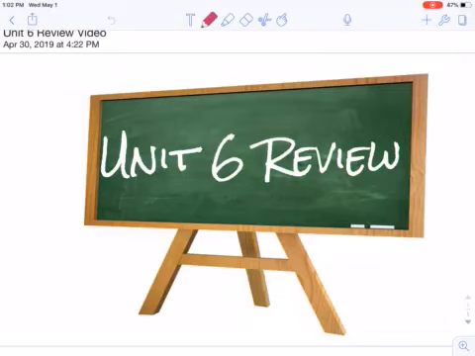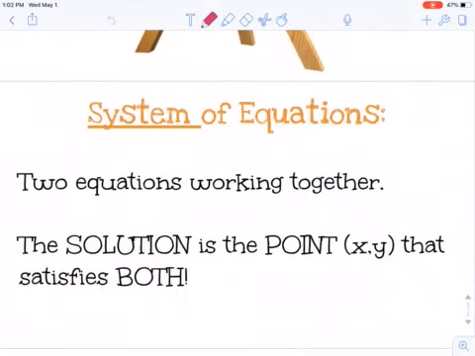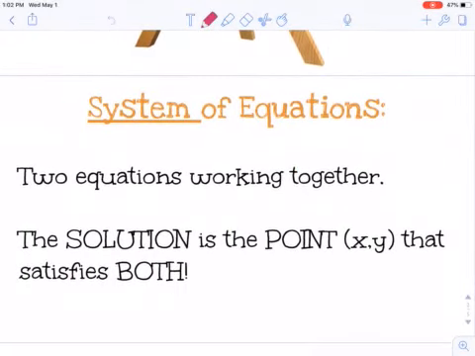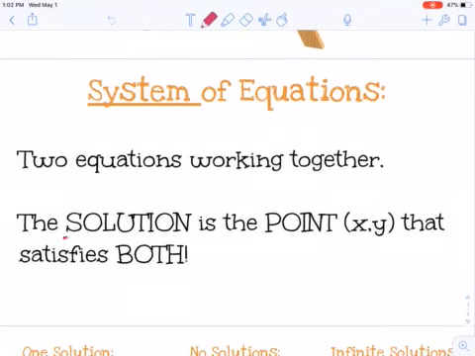Unit 6 in our class was all about systems of equations. So let's remind ourselves what a system really is. A system is just when you have two equations working together. The solution to a system of equations is the point, x y, that satisfies both equations. Okay, so anytime it says solve, or what is the solution, your answer is going to be an x and a y.